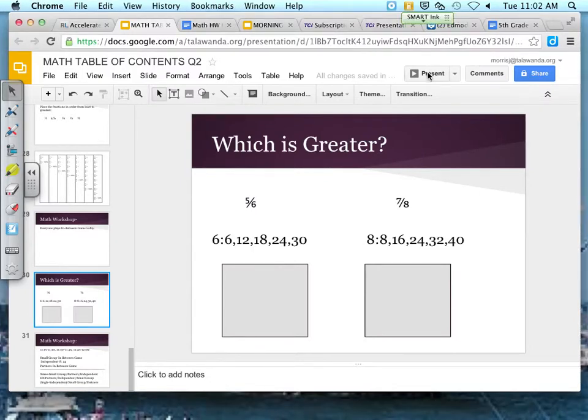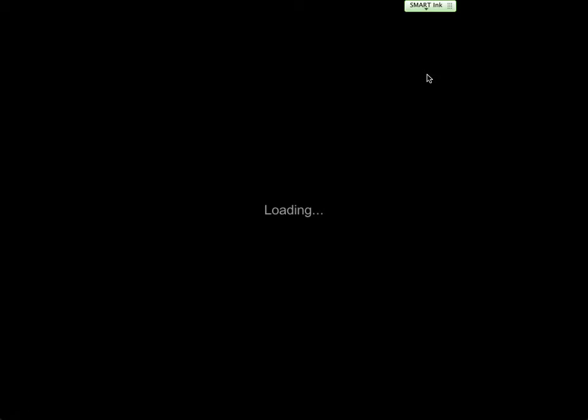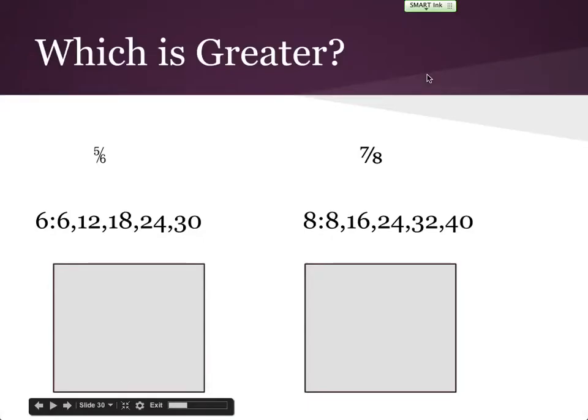Right, which is greater? Turn to the next clean page, at the top right, which is greater. Then I want you to take the two fractions on there, take a moment, and figure out which one is greater. Circle the answer and draw a picture to show me some proof that you know which fraction is greater. Okay?